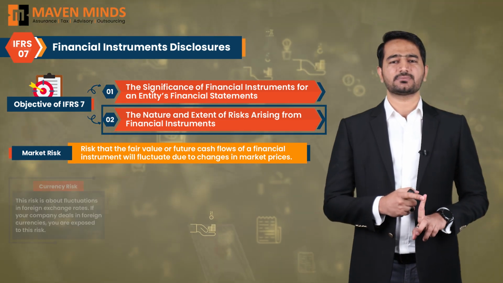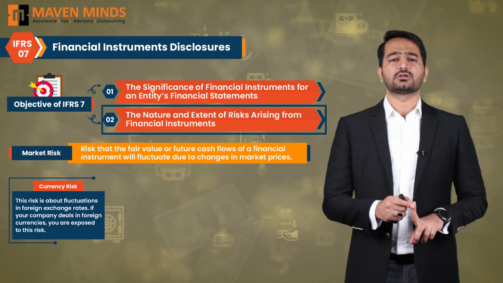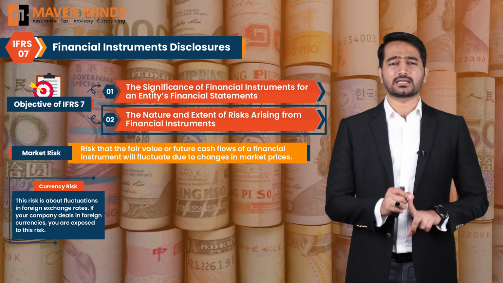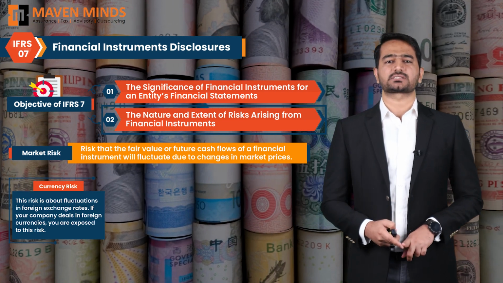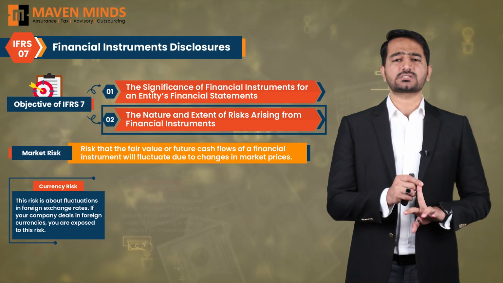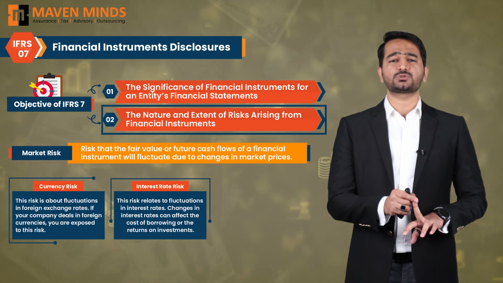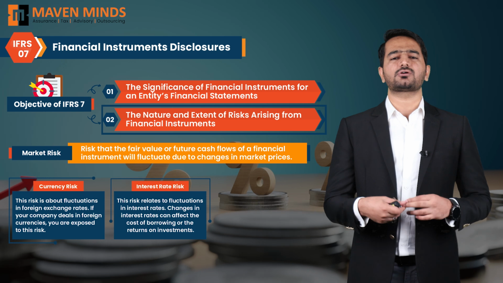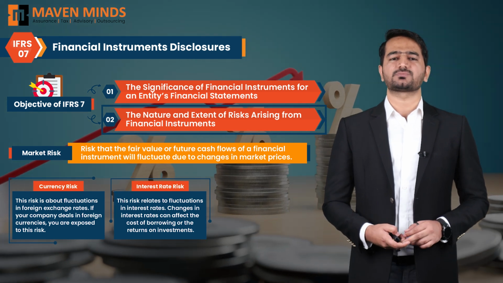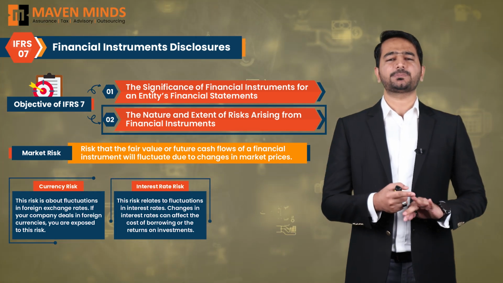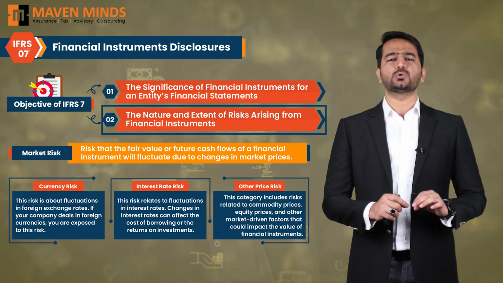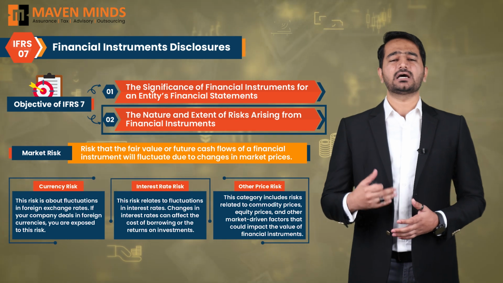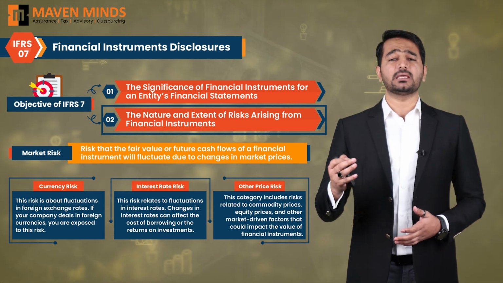First is currency risk. This risk is all about fluctuations in the foreign exchange rates. If your company deals in foreign currencies, you are exposed to this risk. Second is interest rate risk. This risk relates to the fluctuations in the interest rates. Changes in interest rates can affect the cost of borrowing or the returns on investment. And the third is other price risk. This category includes risk related to commodities prices, equity prices, and other market-driven factors that could impact the value of the financial instrument.